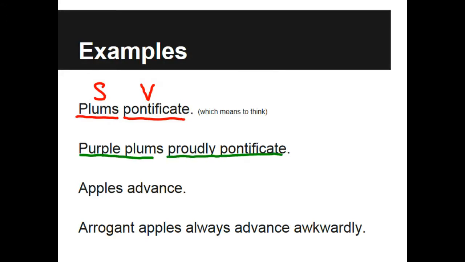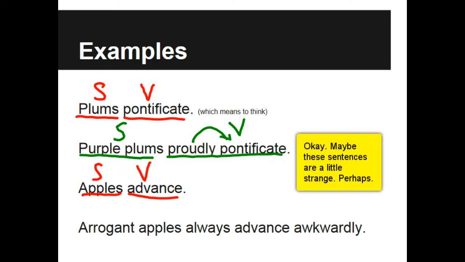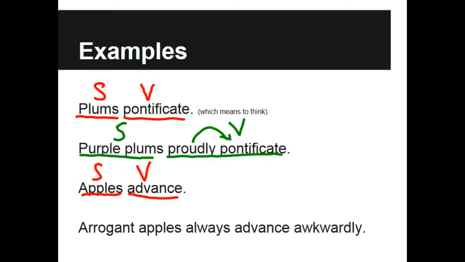In this sentence, purple plums is the subject, and pontificate is still the verb. Proudly is an adverb. If you don't want to talk about plums, perhaps we can talk about apples. Apples advance. Apples is your subject, advance is your verb. Perhaps they're rolling? I'm not sure. Whoever came up with these sentences is a freaking genius.